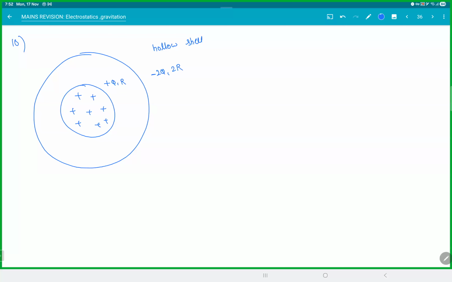Now, if you observe inside, first of all, due to the shell, the field inside the shell is zero. Getting it? The shell will act only outside. Inside, it will behave like a solid sphere's result only. E inside the shell is zero. Right? And for the solid sphere, what was the formula? We have written this just now, minus GM r by R cube for r less than R, minus GM by r square for r greater than R.